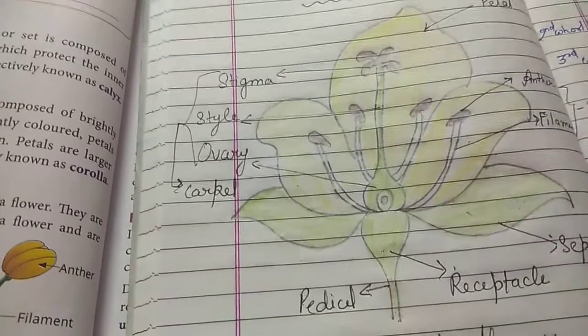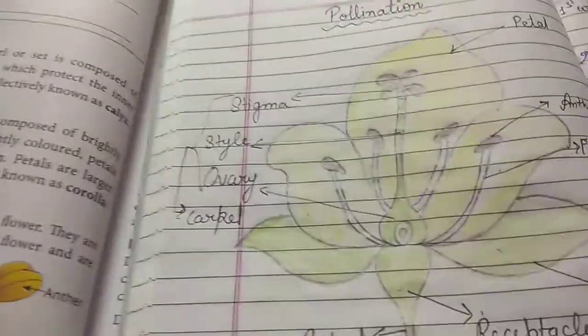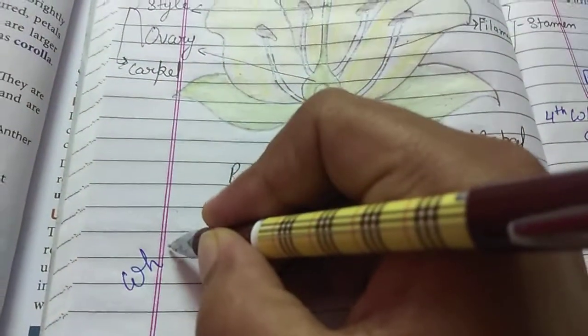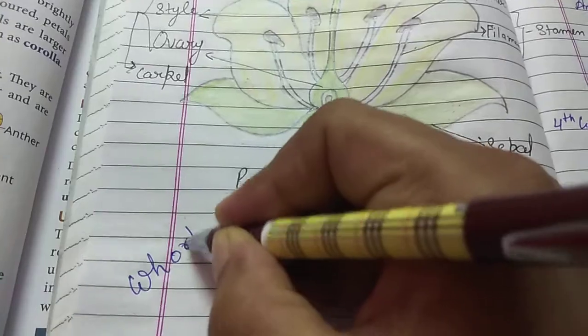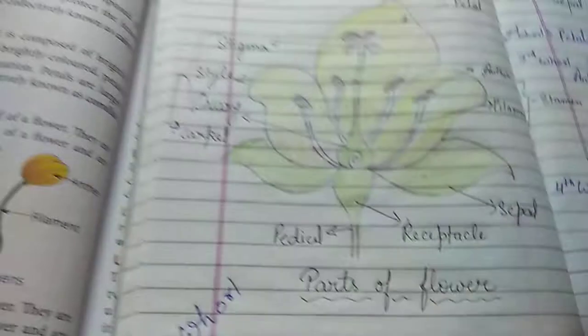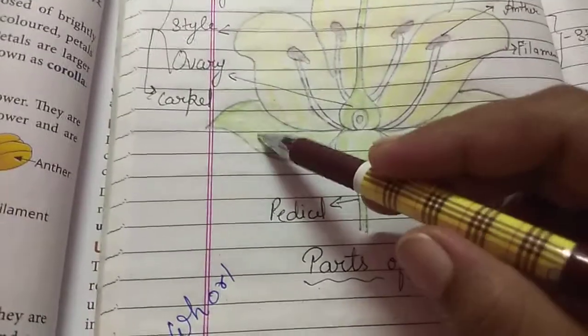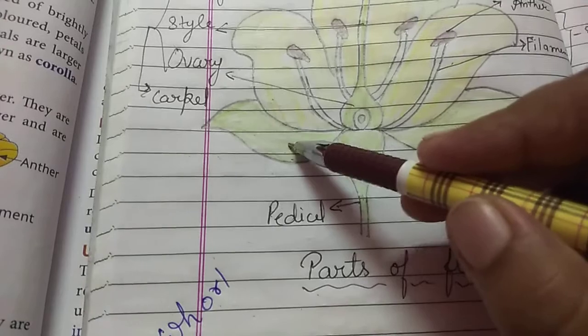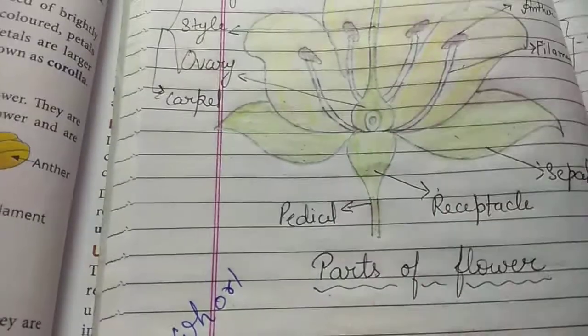What is the work of sepal? First of all, sepal is the first whorl. Whorl means different layers of flowers. So the first layer of the flower is sepal, and it protects the bud of the flower till it opens.